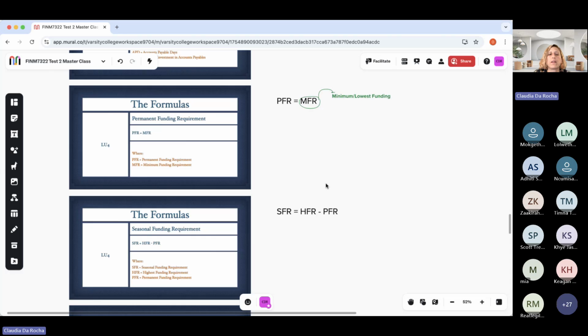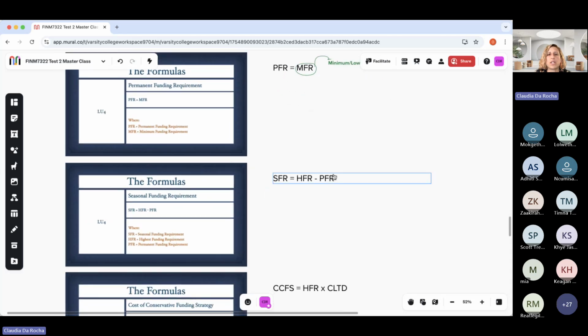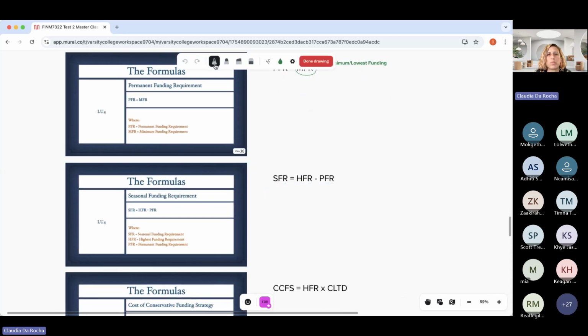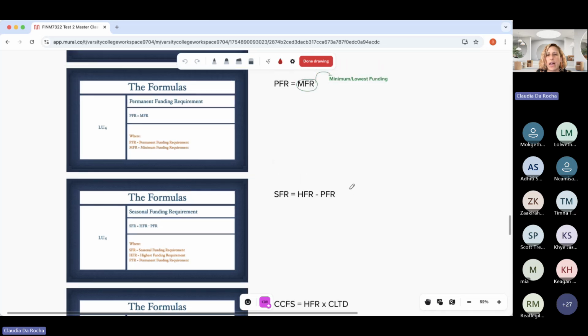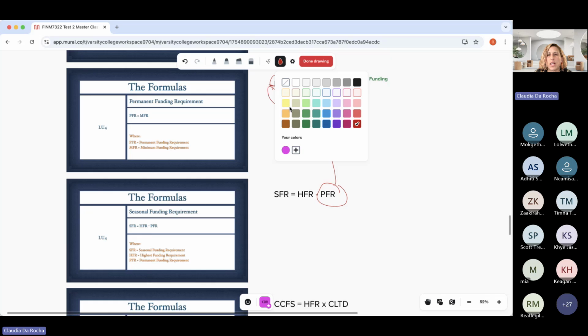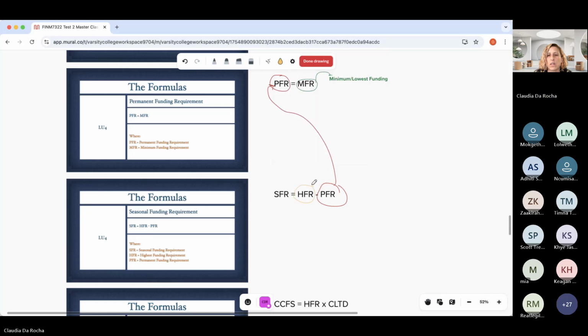Same with your seasonal funding requirement. Again, all these formulas interlink with one another. So we can see here we have our permanent funding requirement coming from this piece of the formula. And then you have your highest, so that would be the highest value that you have there.